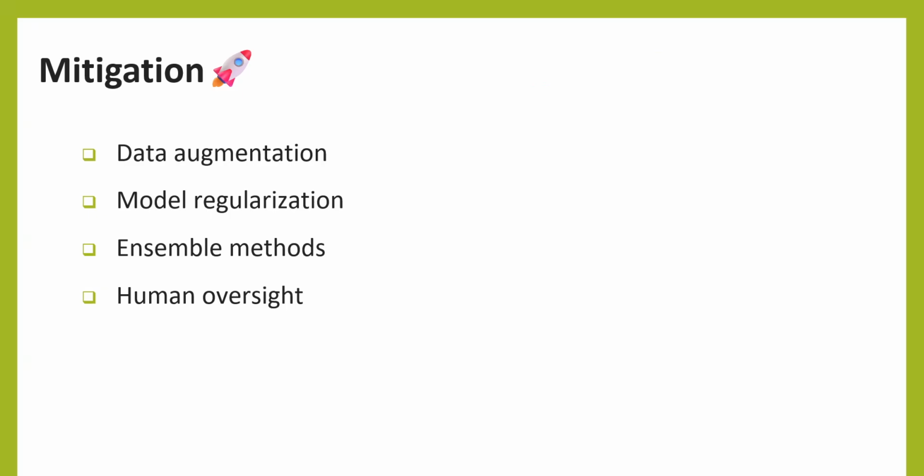Next, mitigation refers to the techniques and strategies used to reduce or eliminate the problems of hallucination, bias, and toxicity in natural language processing models. Some mitigation strategies include augmenting the training data with additional examples or scenarios to improve the model's robustness and fairness. Model regularization means regularizing the model's parameters to prevent overfitting and improve its generalizability. Ensemble methods means combining the predictions of multiple models to improve the overall performance and robustness. Human oversight means having human overseers review and assess the model's output to ensure that it is accurate, fair, and safe. And that's a wrap.